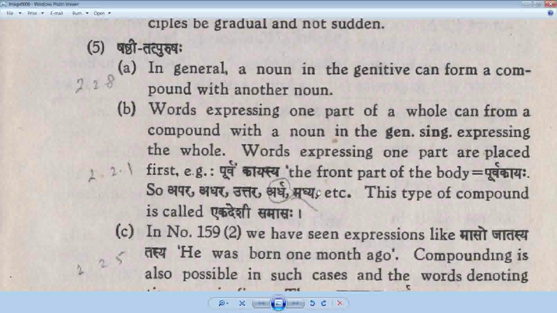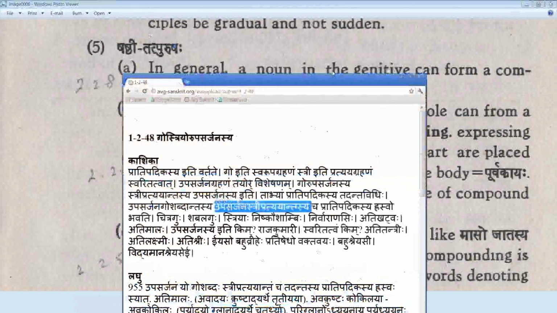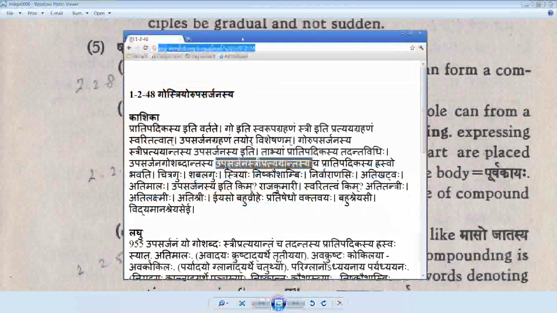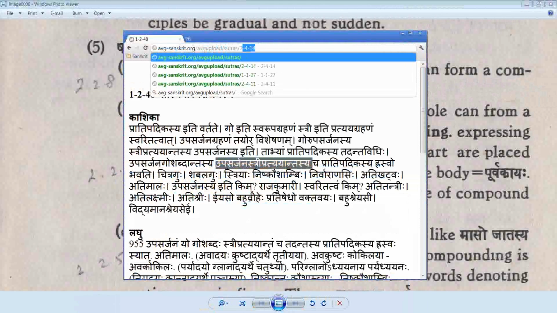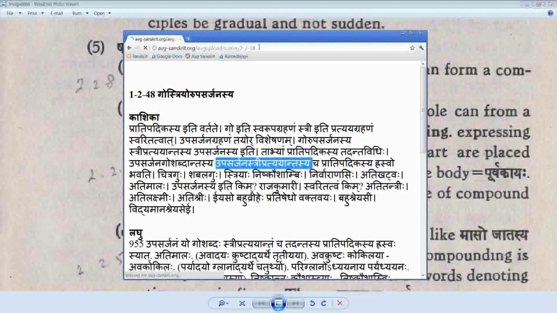Now, what about madhya now? What do we do with that? So we got, by these two rules, 2-2-1, 2-2-2, we have got up to this point. We got these four: purva, apara, adharottara. That's what we got.